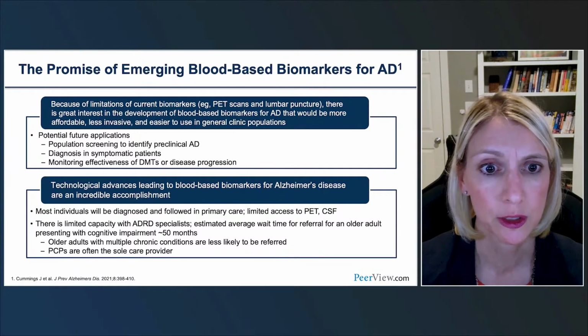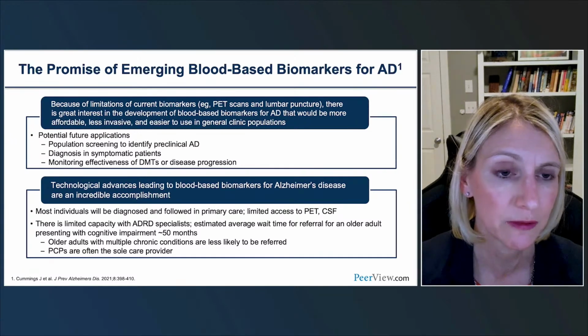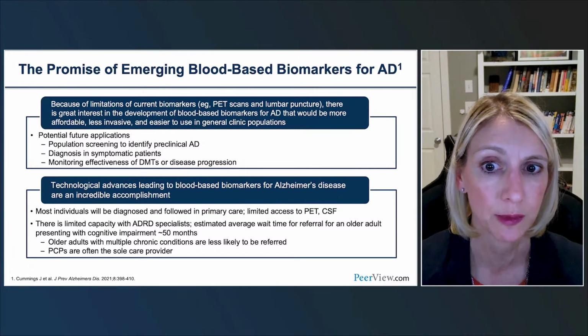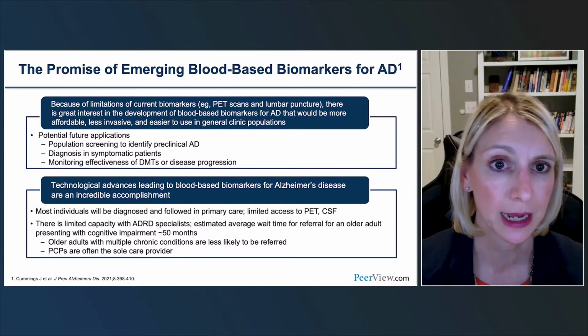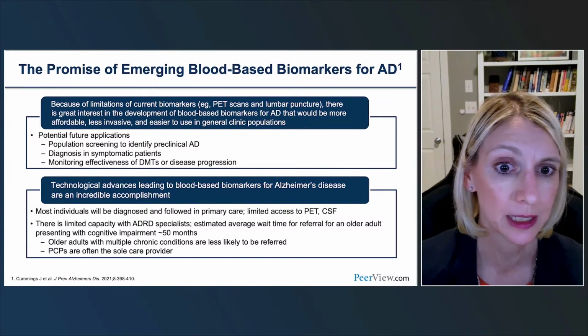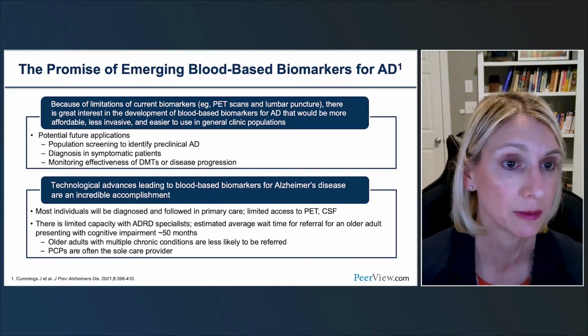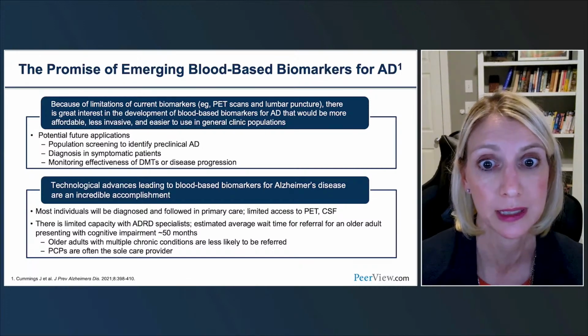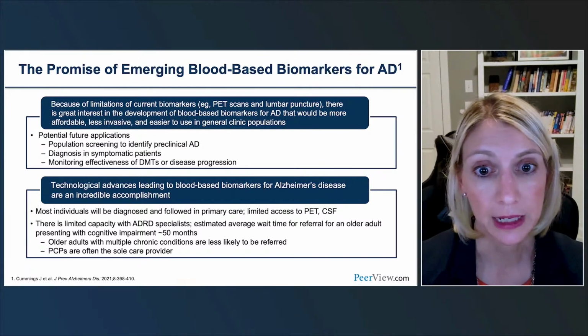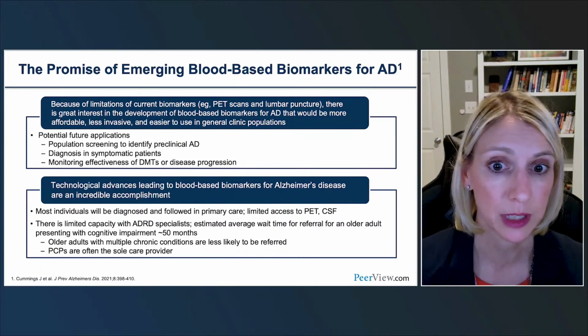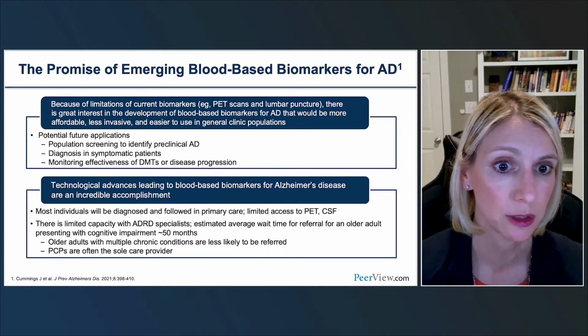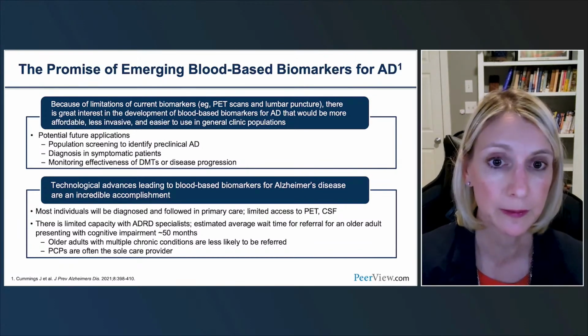Blood-based biomarkers are also important because the vast majority of individuals will be diagnosed and followed in primary care, where there's limited access to PET and CSF. And this is primarily because there's limited capacity of Alzheimer's disease and related dementia specialists that will be able to see them. And so as a result, again, blood-based biomarkers will be easier to use at the primary care level.